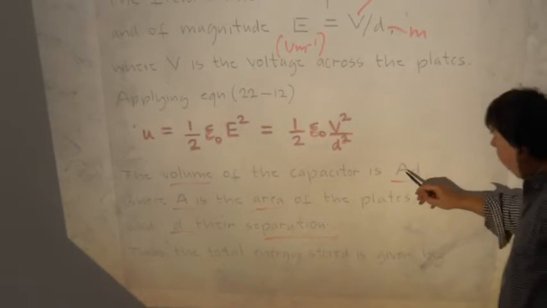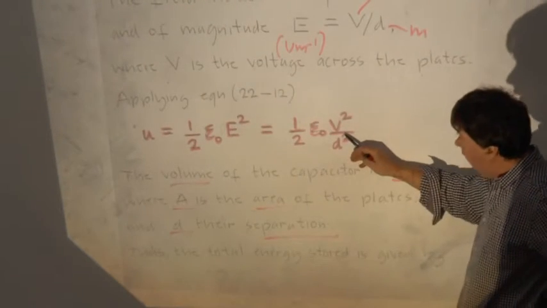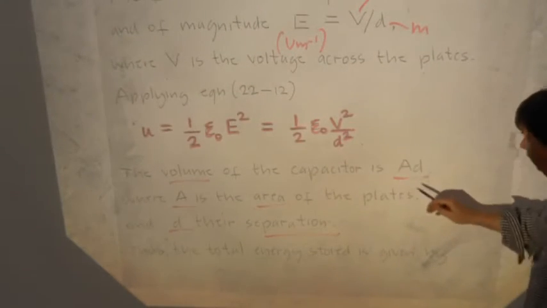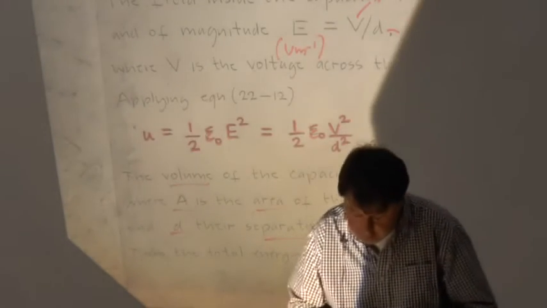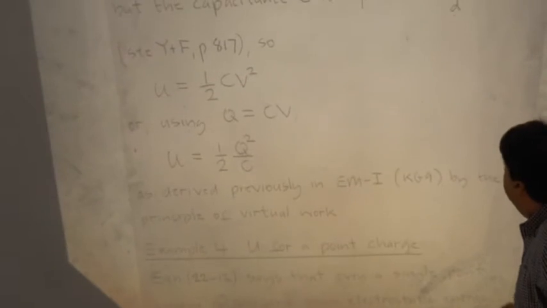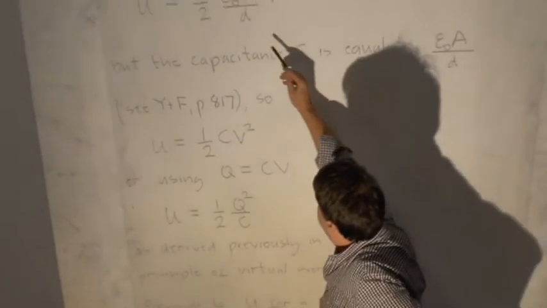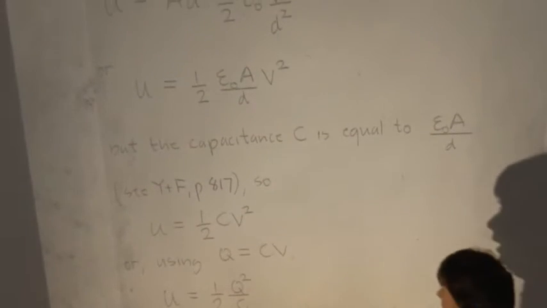So the total energy is this energy density U, which is a very straightforward expression in a capacitor, times the volume, which is just the area times the distance. So again, that's extremely straightforward. Just write that in a single line, and you get the expression: a half epsilon naught A over d times V squared.